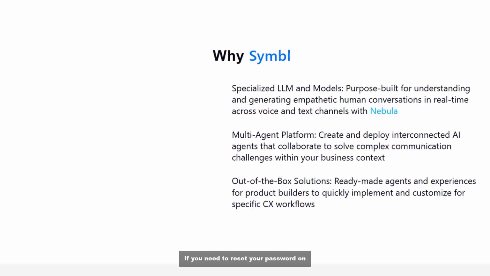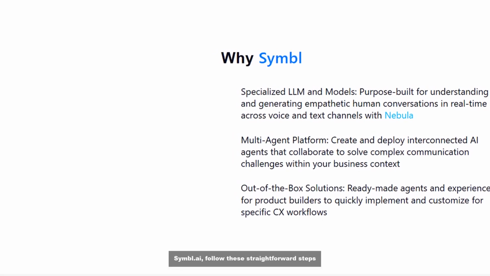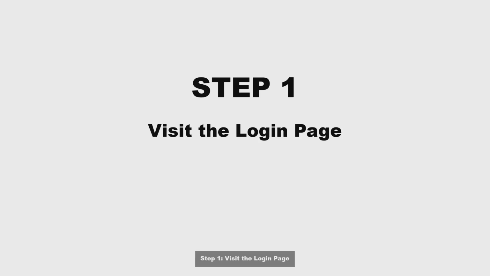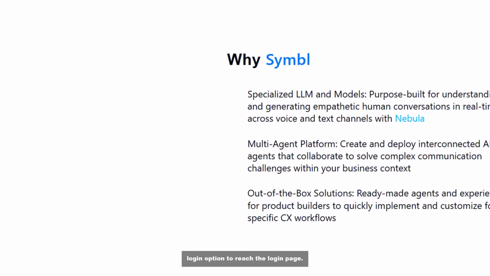If you need to reset your password on Symbl.ai, follow these straightforward steps to regain access to your account. Step 1. Visit the login page. Go to the Symbl.ai website and click on the login option to reach the login page.